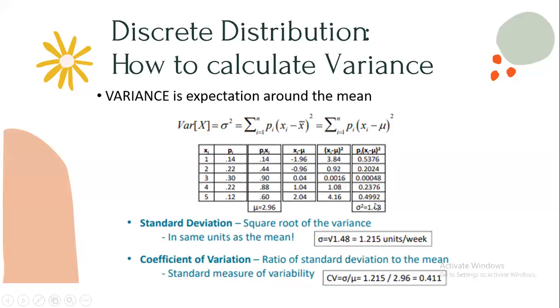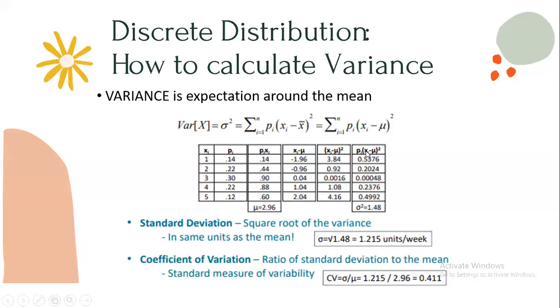And when you add all of these, this is going to give you the variance. If you take the square root of the variance, or the square root of 1.48, that will give you the standard deviation, which is 1.215 units per week. Okay, and if somebody asks you what is the coefficient of variation, the formula for that is standard deviation over mu. You just calculated the standard deviation to be 1.215, and you divide that by mu, which is 2.96, and that gives you a value of 0.411.